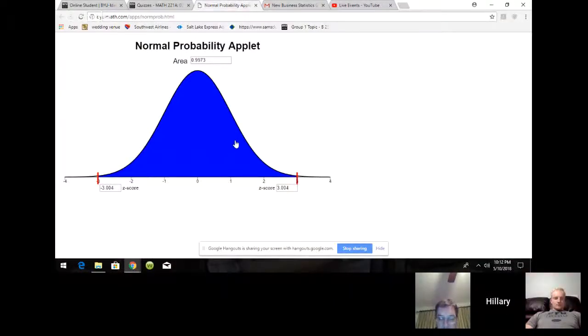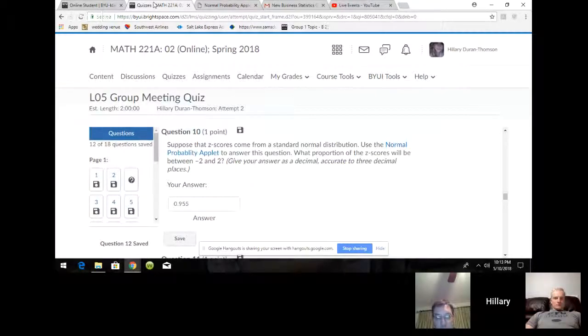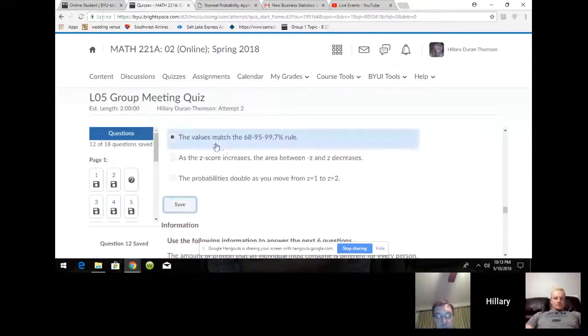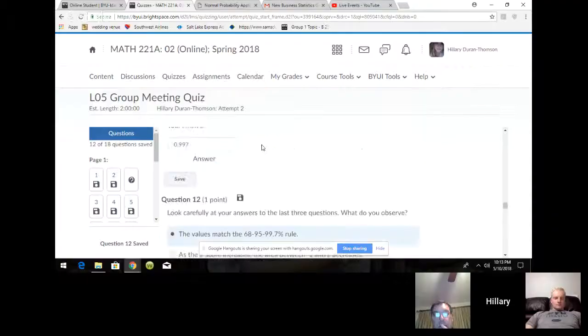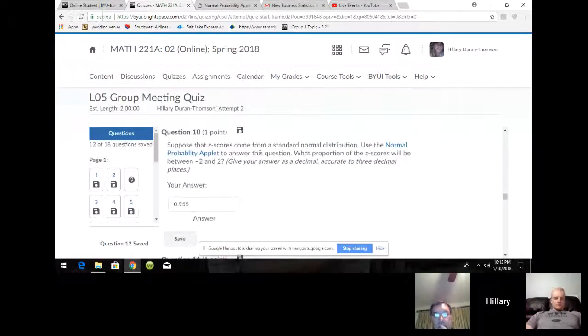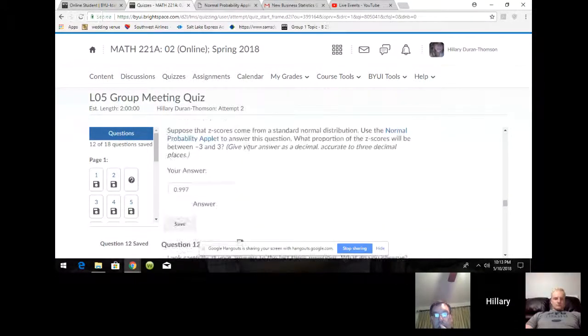Cool. Yep. And then 12 is the values matching the 68, 95, 99.7 rule. Say that again. So the values match the 68, 95, 99.7 rule. Okay, because if you look at the numbers, they all match. They're identical.